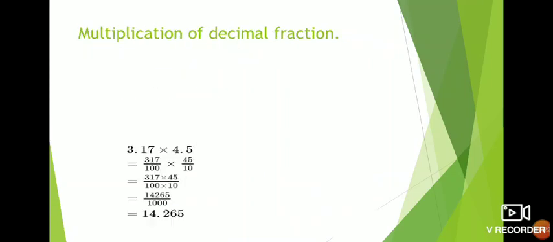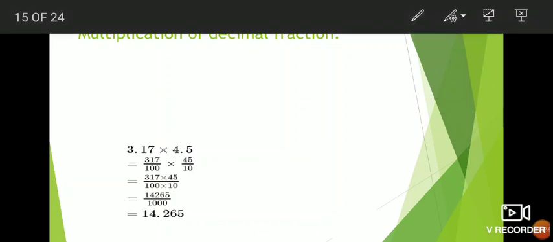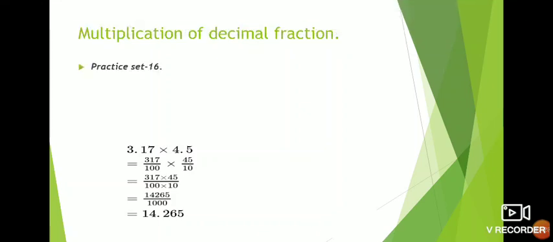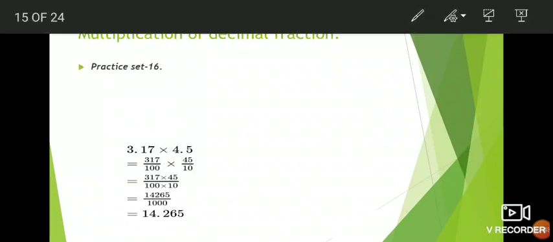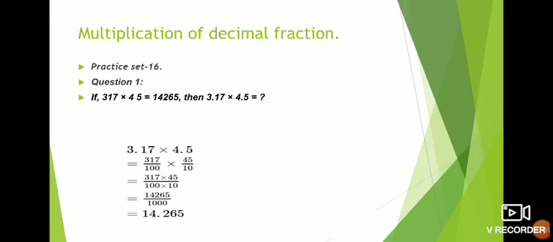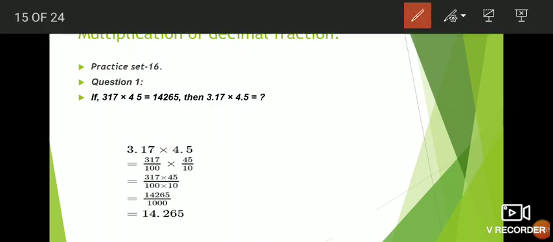Okay, now multiplication of decimal fractions, this we will learn now. Multiplication of decimal fractions is also very easy, students, like addition and subtraction of decimal numbers. Okay, now see here, a question is given: if 317 into 45 is equal to 14,265, then what is the answer of 3.17 into 4.5?